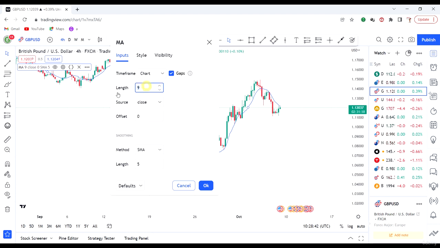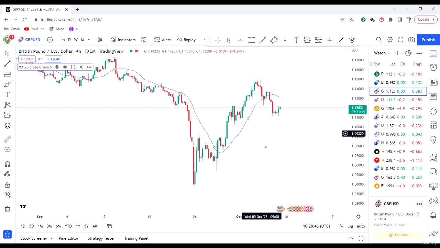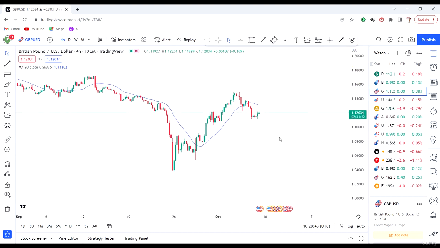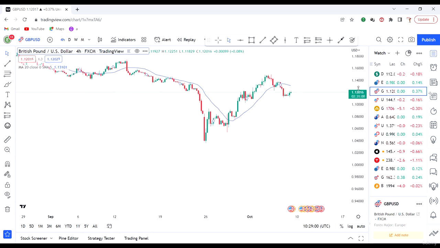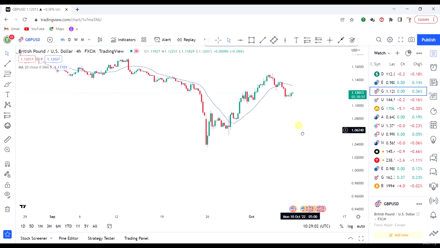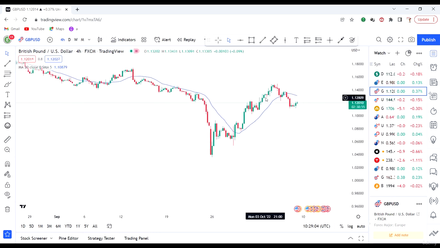So let's just make this 20 period. Now, after making it 20 period, we see that it then becomes smoother. It then goes a little bit away from the chart. That's because we've chosen a higher period, so we are kind of looking at a bigger perspective of the trend. The smaller the period, the easier it reacts with the price.